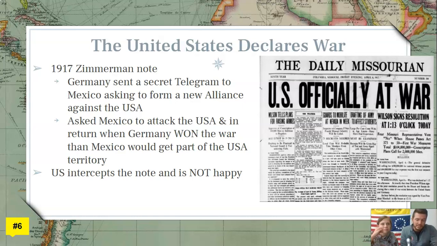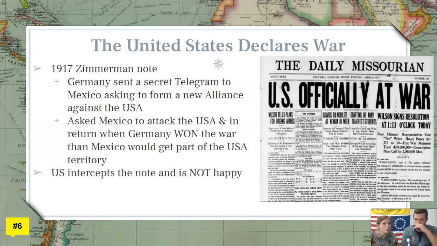And basically it said that, hey, if you help us and we win, we'll help you get back the territory that you lost about maybe 30, probably closer to 50 or 60 years ago, to the United States. Again, this is a ridiculous idea. Mexico didn't have a whole lot of power. Anyway, it was stupid to send the letter.